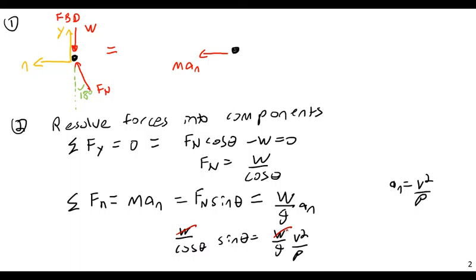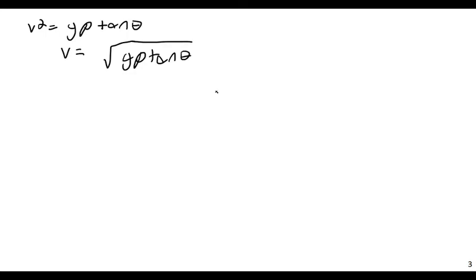And if I want to solve for vehicle speed next, my whole goal, remember, was to find the rated speed. V squared is going to be equal to G rho times the tangent of theta. And then V equals the square root of G rho times the tan of theta.